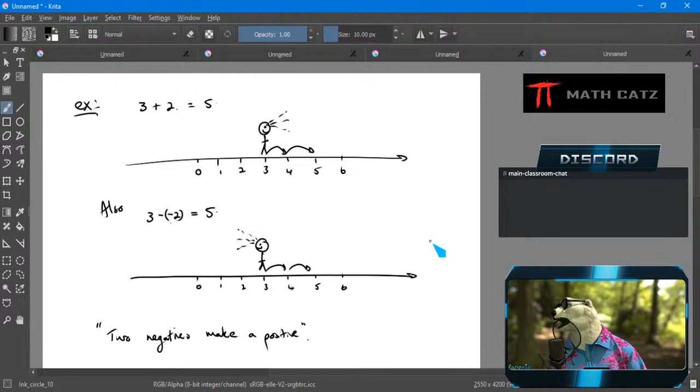Are there any questions about the number line model? Any comments? Any observations? Any uncertainties? Anything at all?